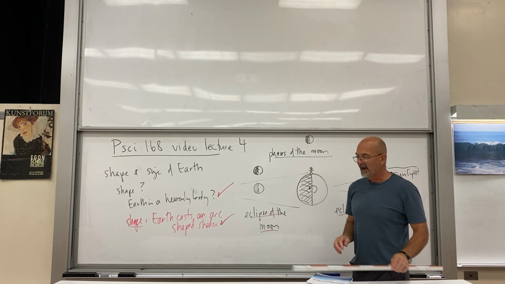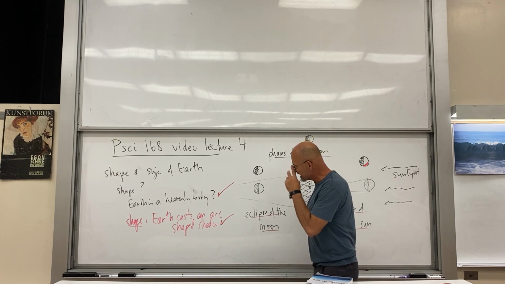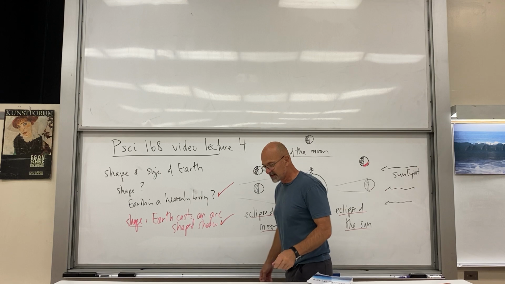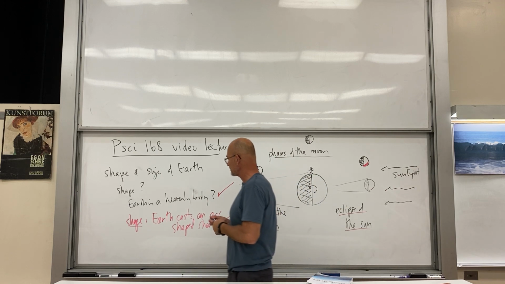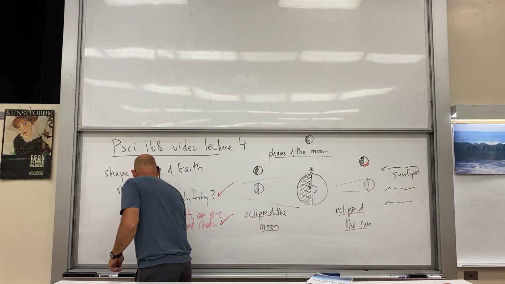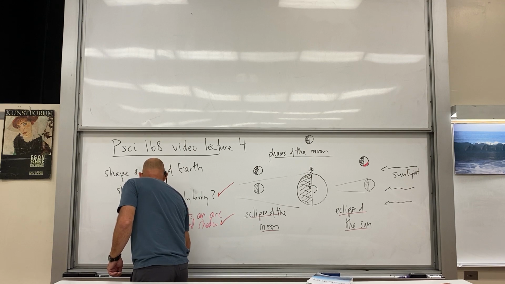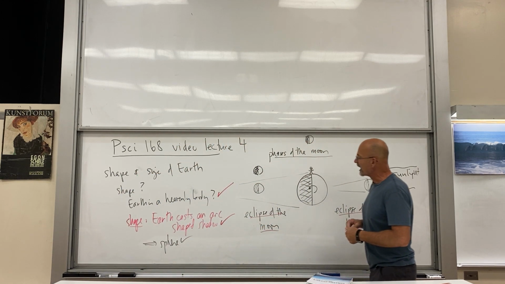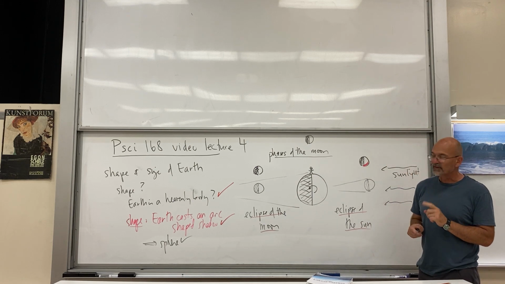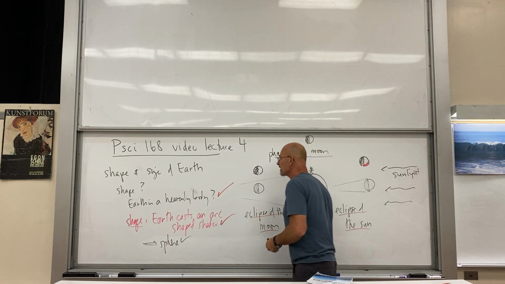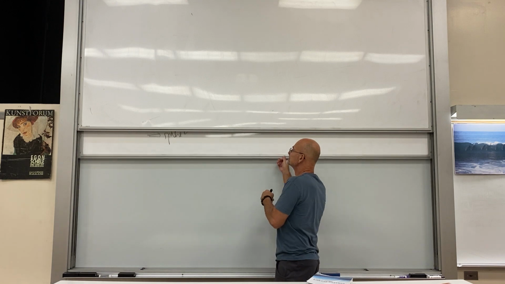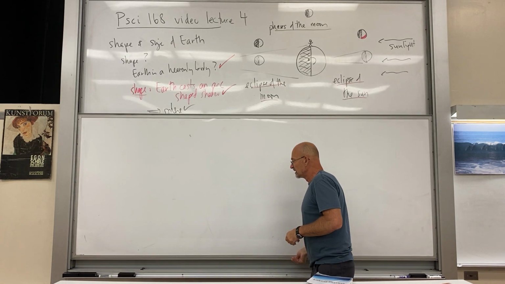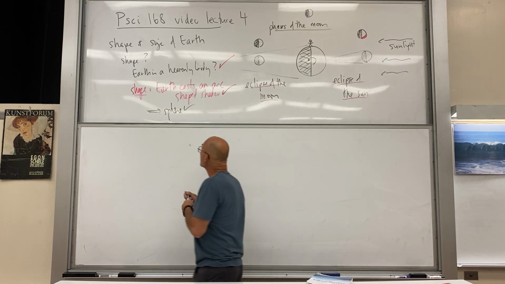Okay, so for these reasons, it is decided that the Earth is a sphere. So we'll go ahead with the sphericity of Earth. Sphere. Okay. So now we want to know about the size of the Earth.